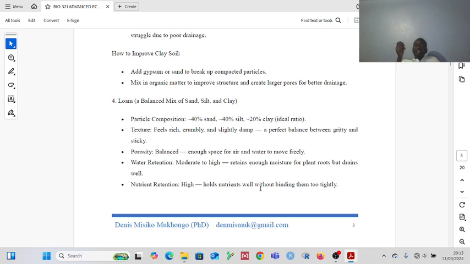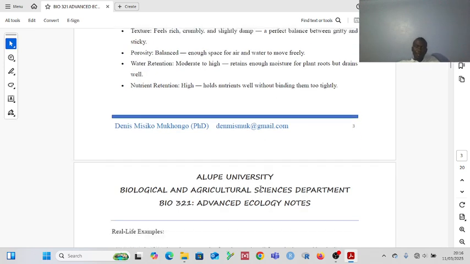Its ability to retain nutrients is high. It holds nutrients well, but it does not bind to them tightly. Remember, the nutrients are in the soil, and the roots of the plants growing in that soil need to pick these nutrients. If the soil is holding onto those nutrients tightly, then the roots will not be able to pull the nutrients from the soil, and therefore the plant will not be very healthy. So it's supposed to be a balance.